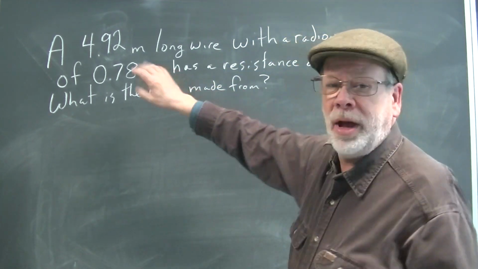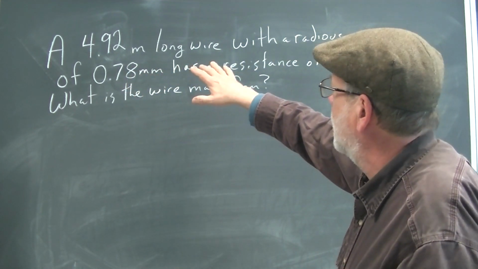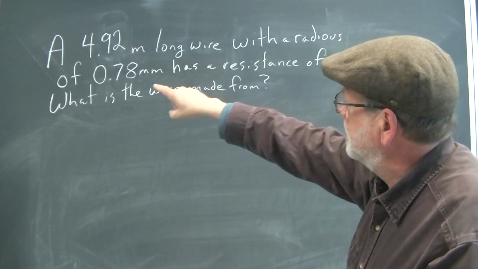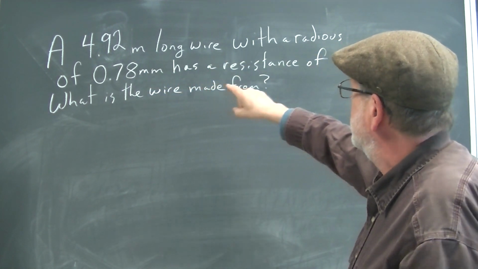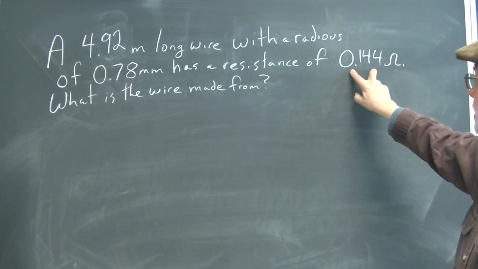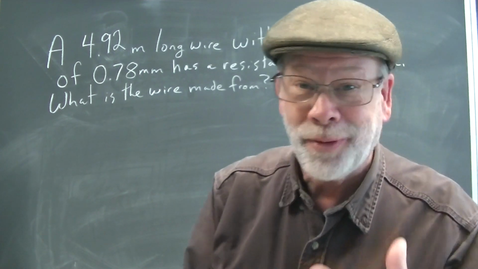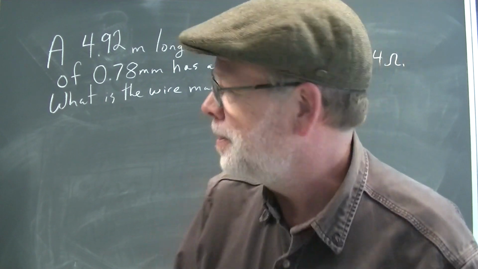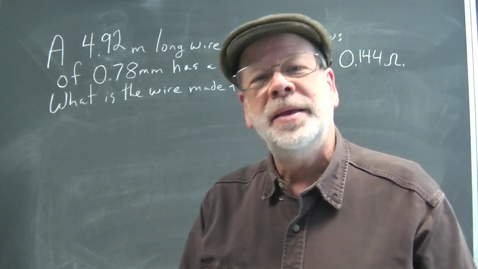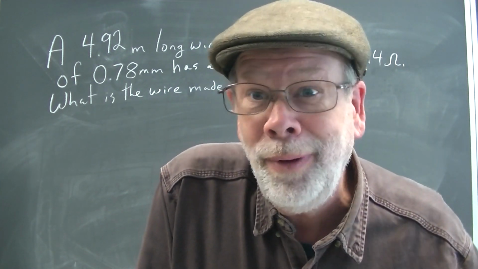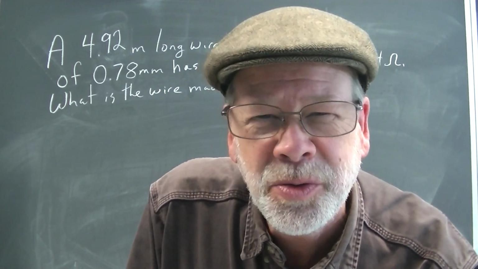Okay, so what we have is a 4.92 meter long wire, has a radius of 0.78 millimeters, and has a resistance of 0.144 ohms. You getting this? Does this ring any bells for you? All right, so we're asking then, what's the wire made from? Well, how would you determine what the wire is made from?